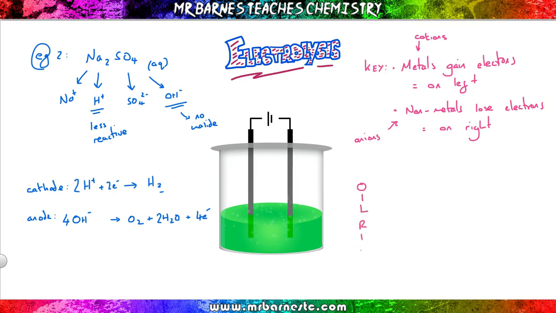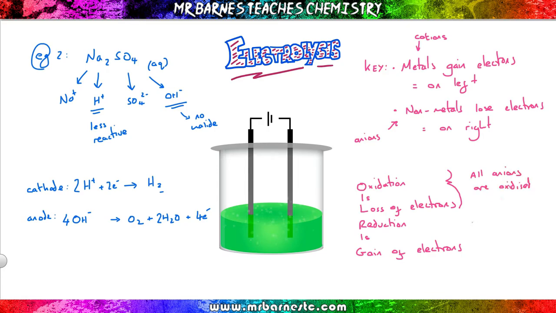And then the final little bit from this section, how do you know whether oxidation or reduction is occurring? Remember, OIL RIG. Oxidation is loss of electrons, reduction is gain. Therefore, all anions have lost electrons, therefore all anions are oxidized. And all cations are reduced, all cations have gained electrons.